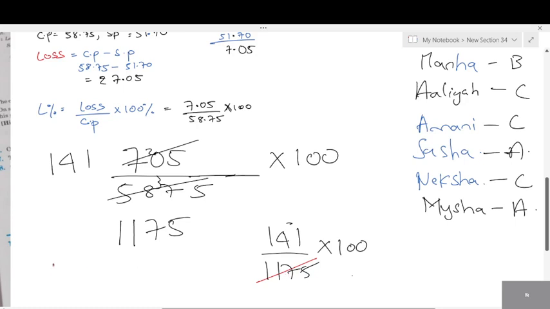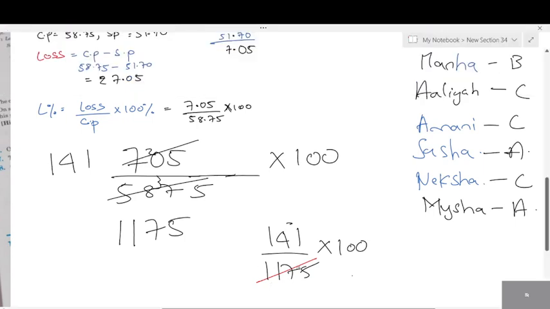When you add the denominator, 1 plus 1 plus 7 plus 5. 1 plus 1 is 2. 2 plus 7 is 9. 9 plus 5 is 14. Is 14 divisible by 3? No, right? Therefore, you can't use 14 here.